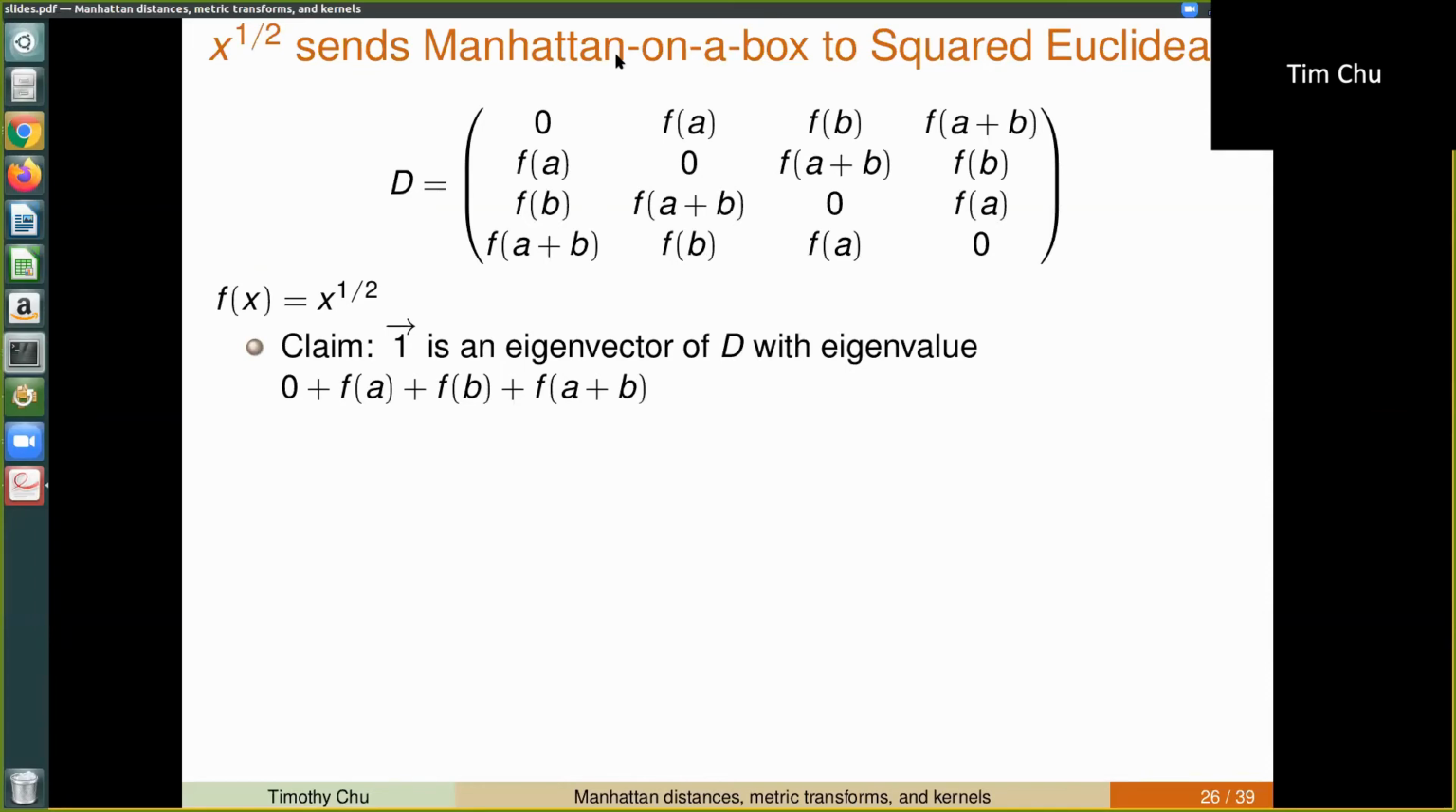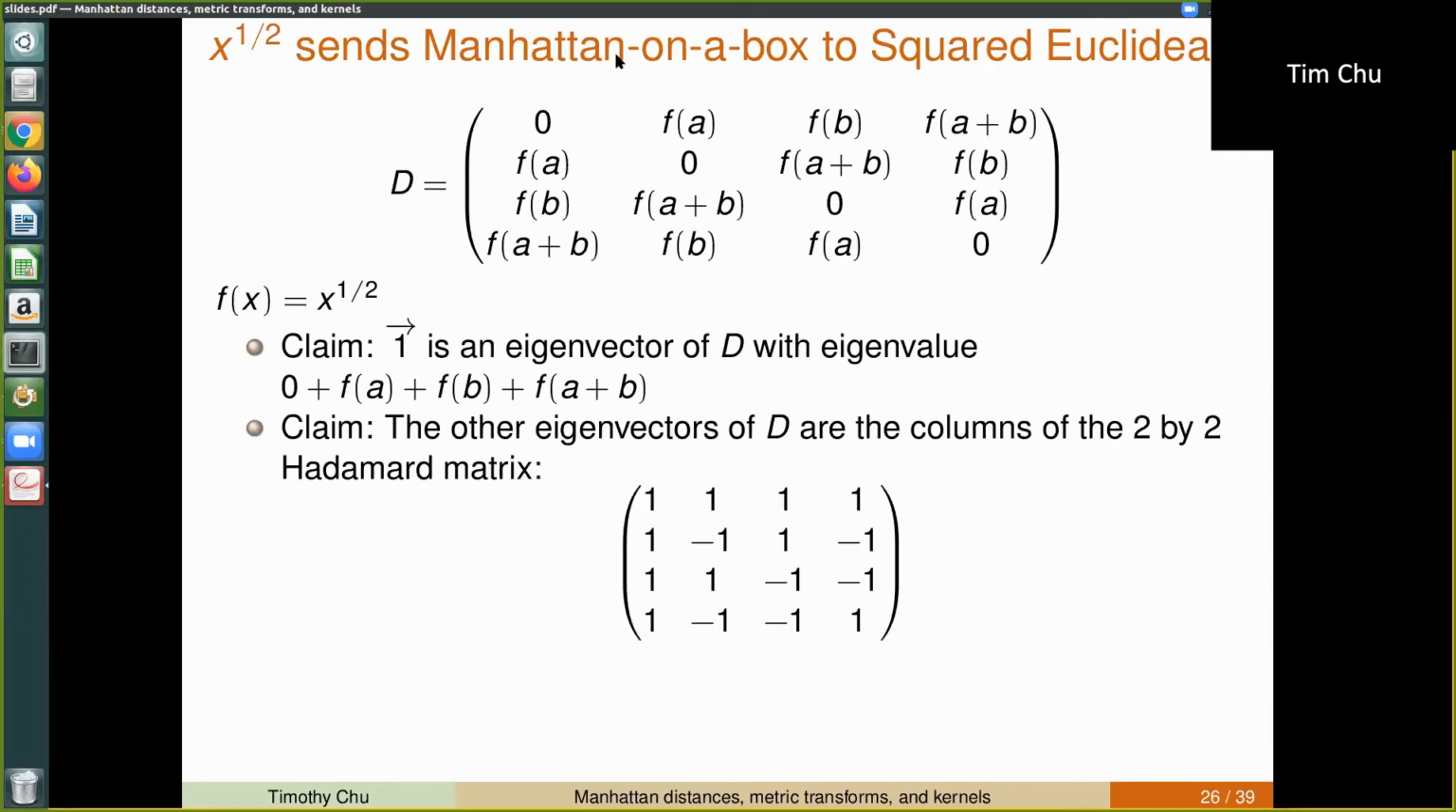Well, let's take a quick look. First of all, we know that the all ones vector is an eigenvector, and I claim that the other eigenvectors of D are the columns of the 2 by 2 Hadamard matrix, which I've shown below, excluding the constant scaling factor. And I claim this is true no matter what f is. There is no restriction on f whatsoever. For any f that I can give you, all the eigenvectors of D are the columns of these Hadamard matrices. And you can verify this yourself by computation, but I'll skip that for now.